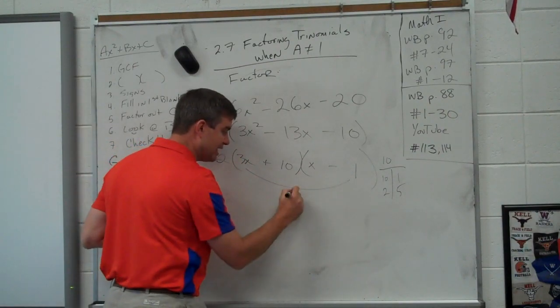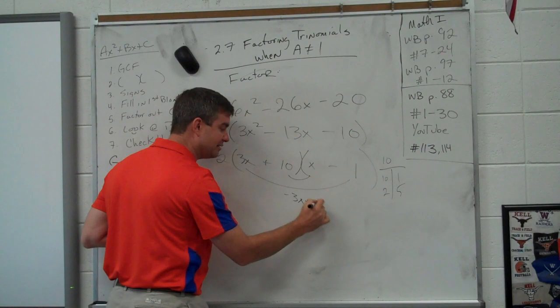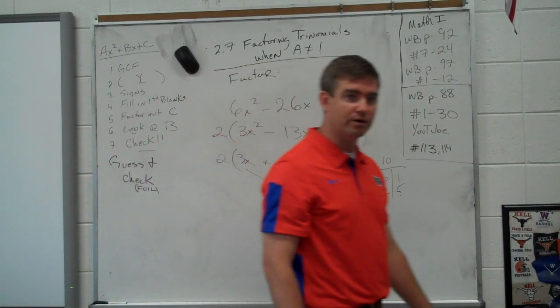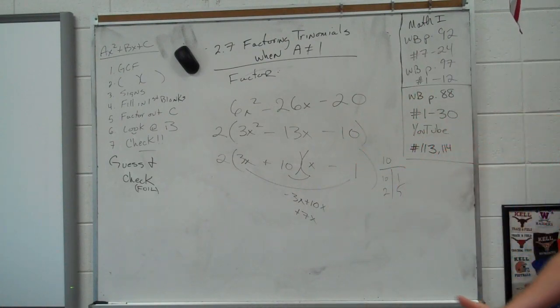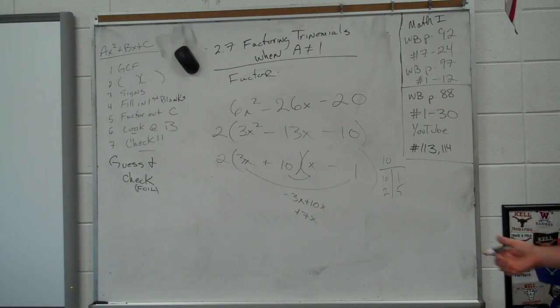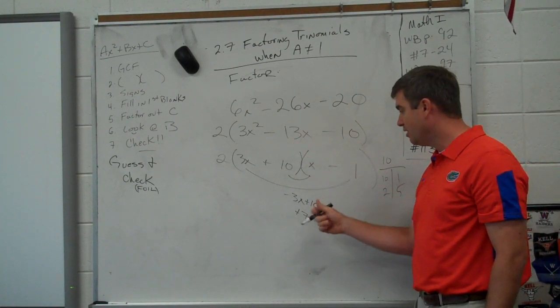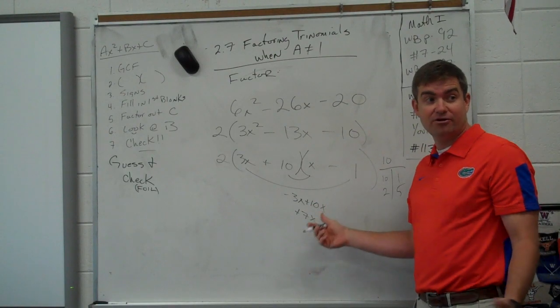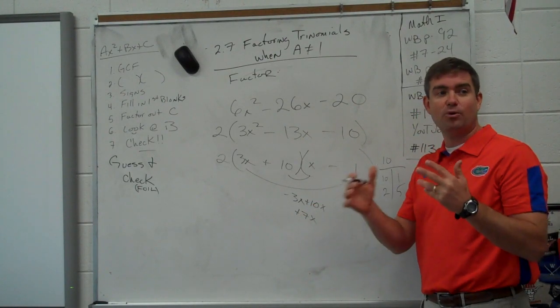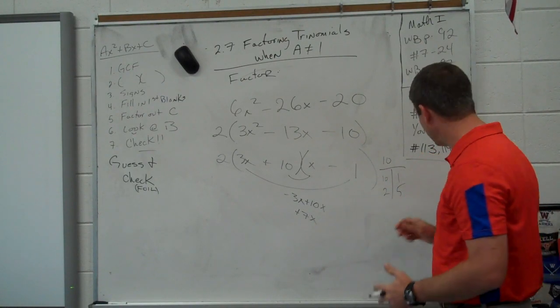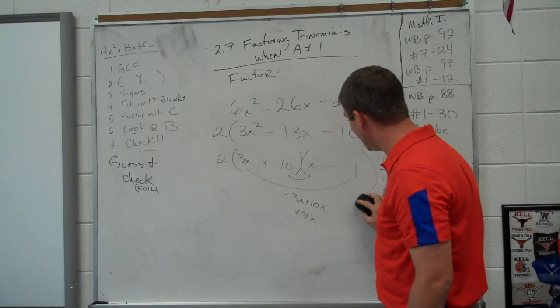The outside gives us negative 3x. The inside gives us positive 10x, which is positive 7x. Is that what I want in the middle? No. Well, what happened? Why didn't this work? We thought we had it. Check the other ones. The signs. Change the signs. The signs didn't work. The only way this would give you negative 13 was if they were both negatives, and they're not both negatives. So even though we thought it had the potential to work, it doesn't. So these factors, 10 and 1, don't work.